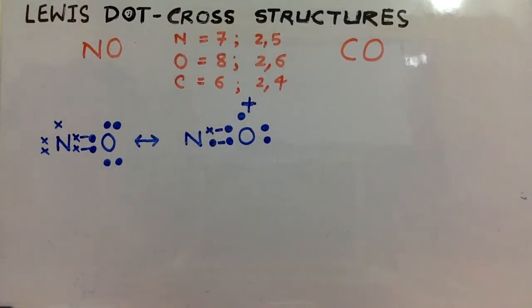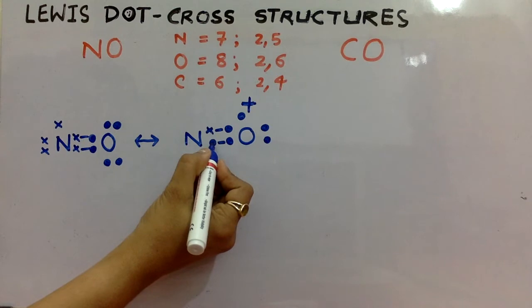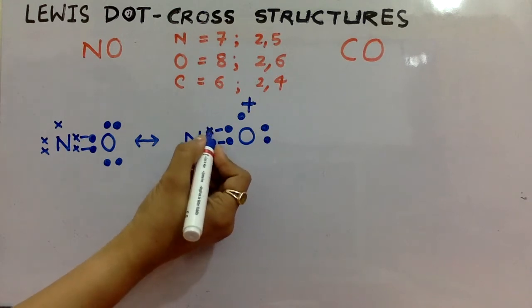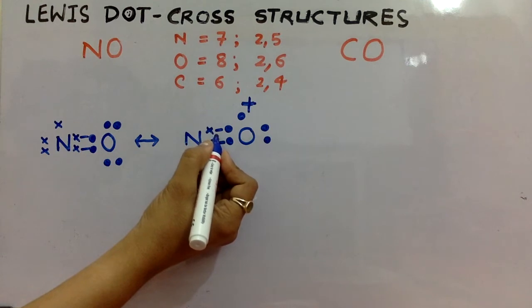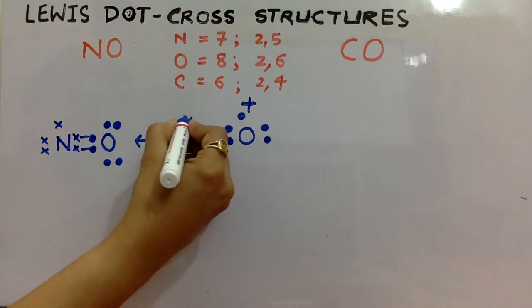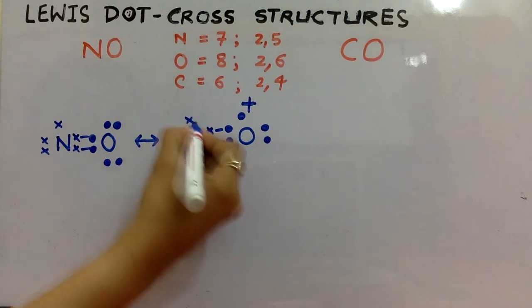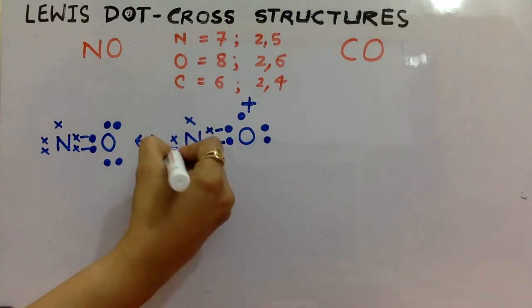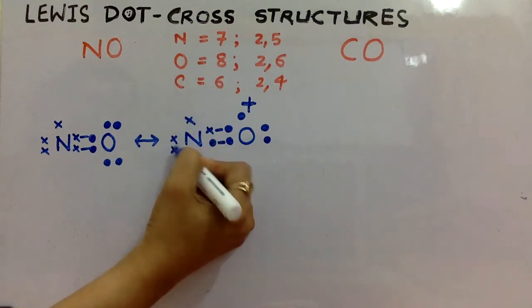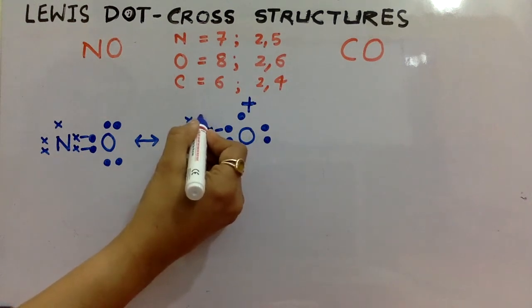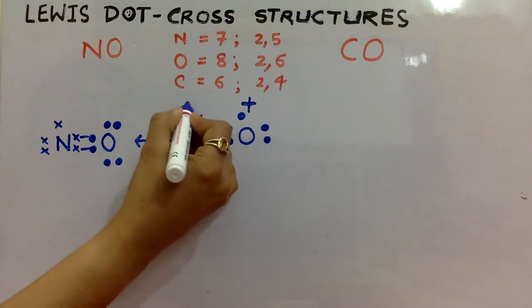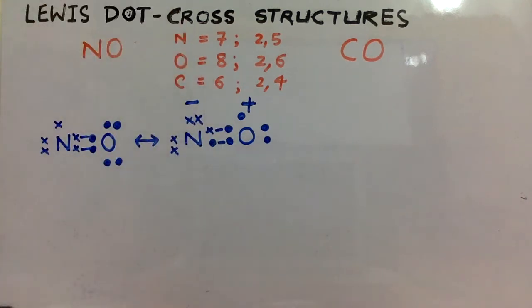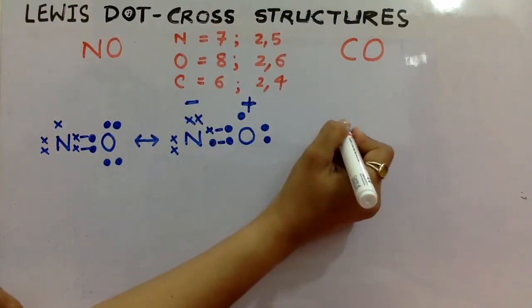Now we see the side of nitrogen. Here it is not contributing any. Here it has contributed 1. 1 over here. 2, 3. 1, 2, 3, 4. 1 more. 5. Since it has excess electron, this is indicated by a negative charge. Wherever there are excess electrons, negative charge. Wherever there is electron deficiency, positive charge.